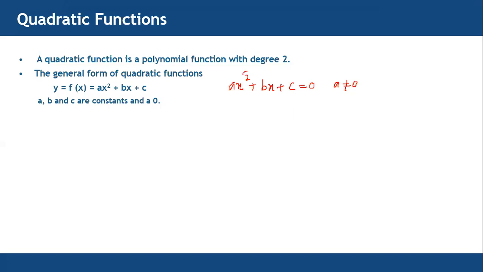Okay, the degree is 2, so this means that two roots are possible, and two factors are possible, only 2.